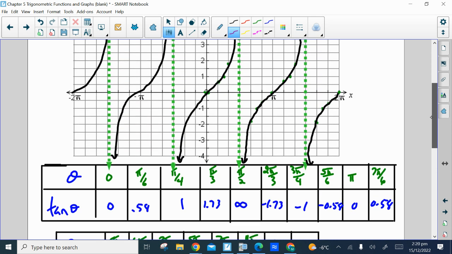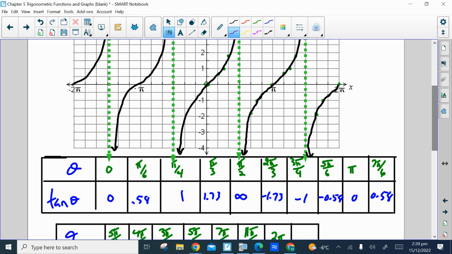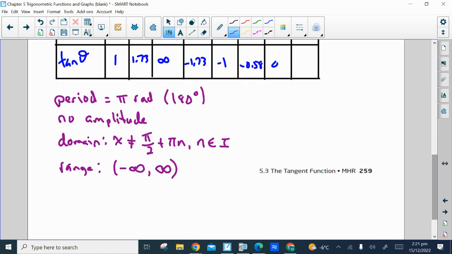All right. You also may be asked to state the x-intercepts, and the first one is at 0, the next one is at pi, then 2 pi. As we go backwards, they'll be at negative pi and negative 2 pi. Our x-intercepts are at every multiple of pi. So we can say our x-intercepts are at n pi, where n is an element of integers. So those are the key characteristics for the graph of tangent.